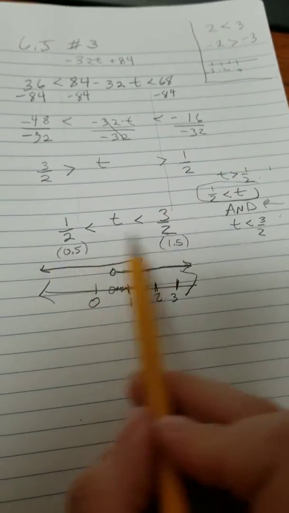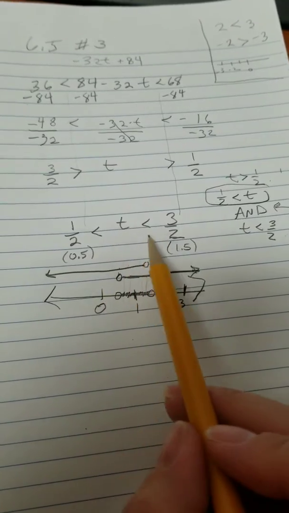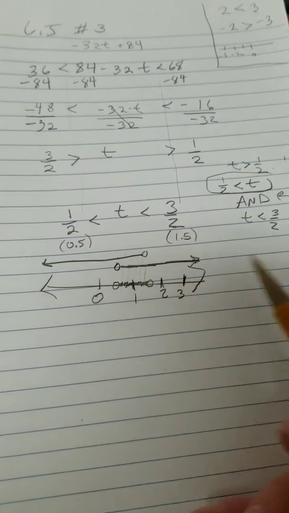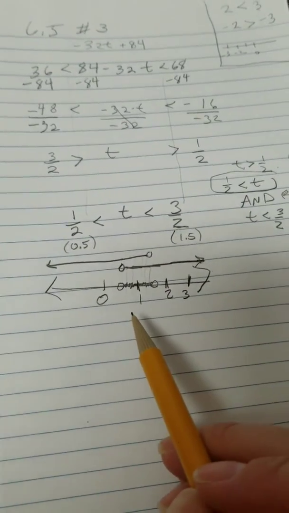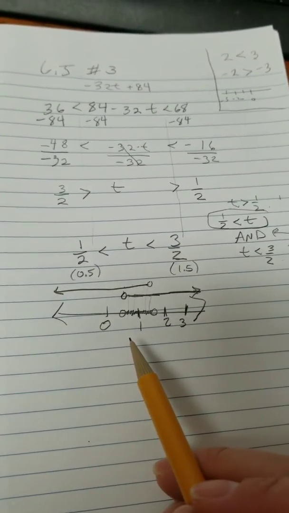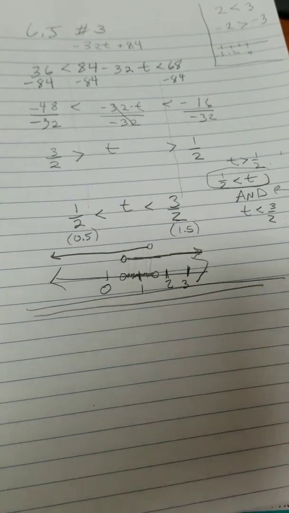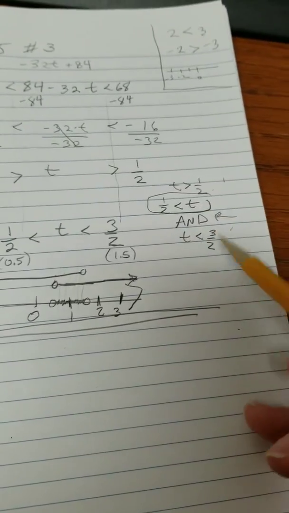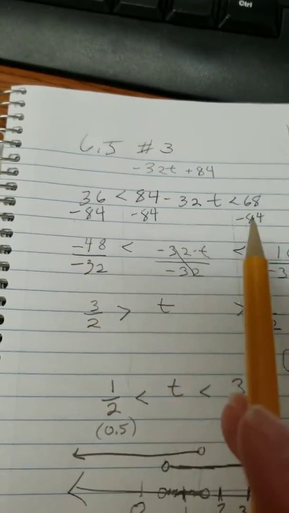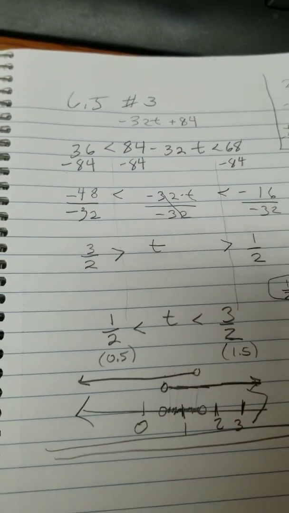Now some of y'all could have looked at this, 1/2 being less than t is less than 3/2, and been like, well, of course it looks like that. And that's fine. Some of us, that's just not incredibly obvious. But that would be your final answer. Now I am going to just show you how we could have solved this using it as a compound inequality from the get-go. And then I will stop this very long video.